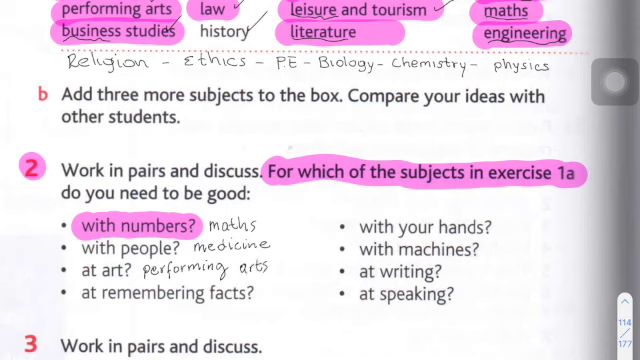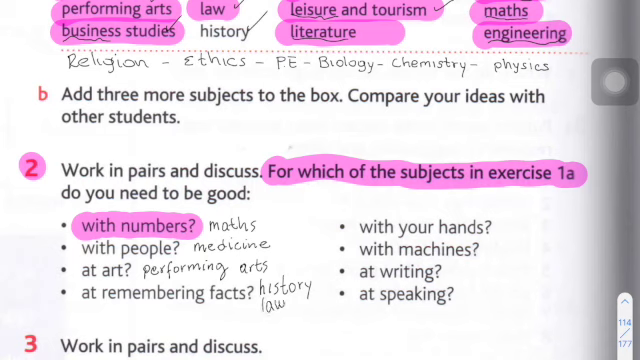Yeah. So, at remembering facts. So remember, to be good at remembering, you need to be good with your memory. So, for which of the subjects do you think you need to be good at remembering? Okay, any idea? For me, I suppose, for example, history. Yeah, but there are also some others as, for example, law.